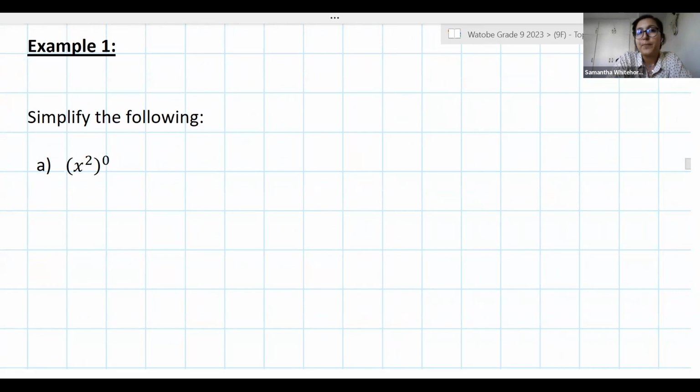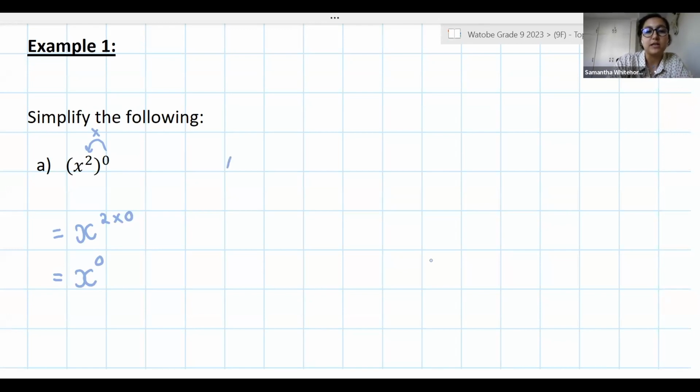So we know from law 3 or law 4, doesn't really matter which one, when we have a bracket raised to an exponent, we know that what we do is we distribute the exponent into the bracket, and hence we multiply. So what we could do here is we could say x to the power of 2 times 0. But we know that anything times 0 is 0. So actually all we have is x to the power of 0.